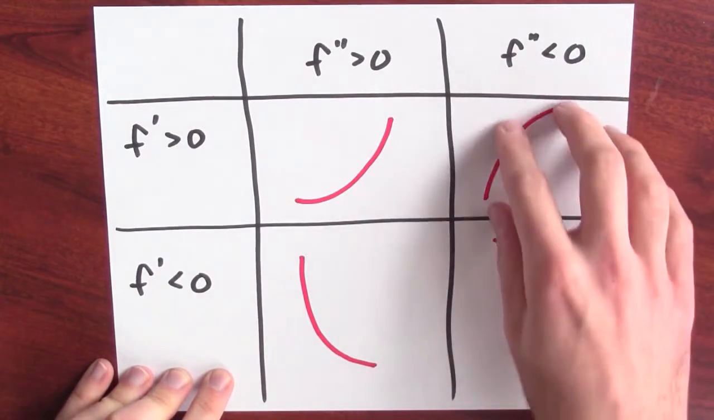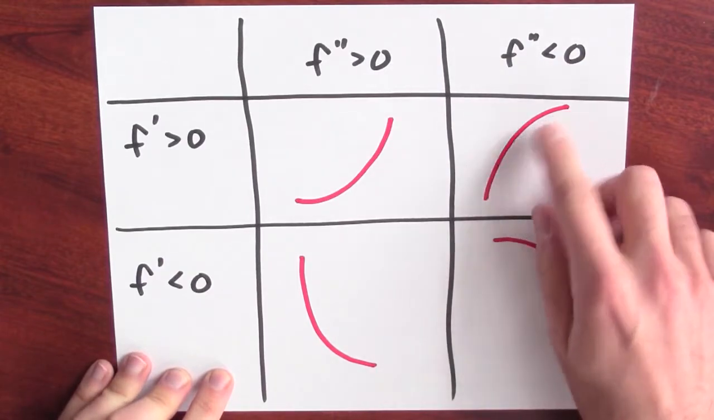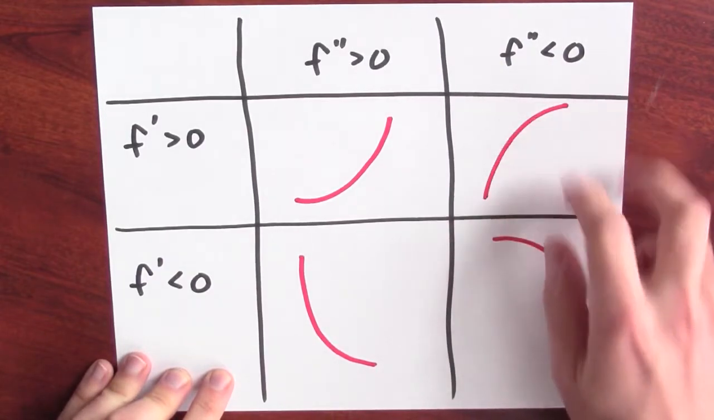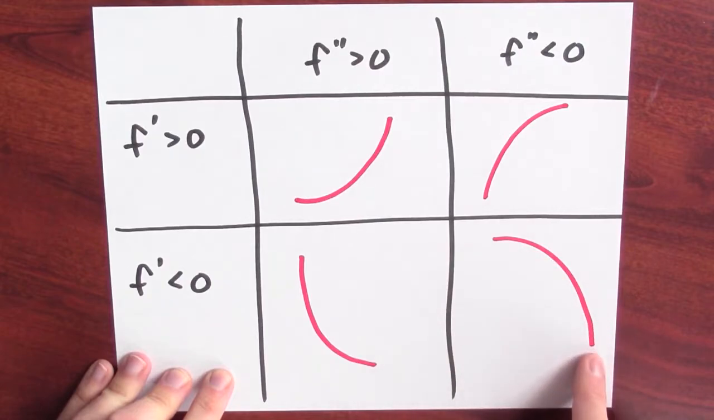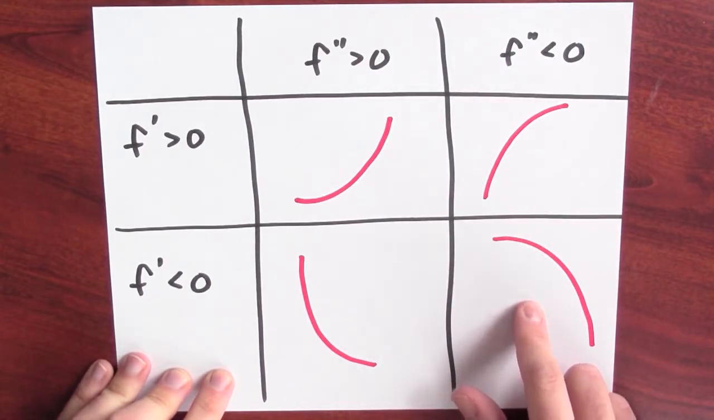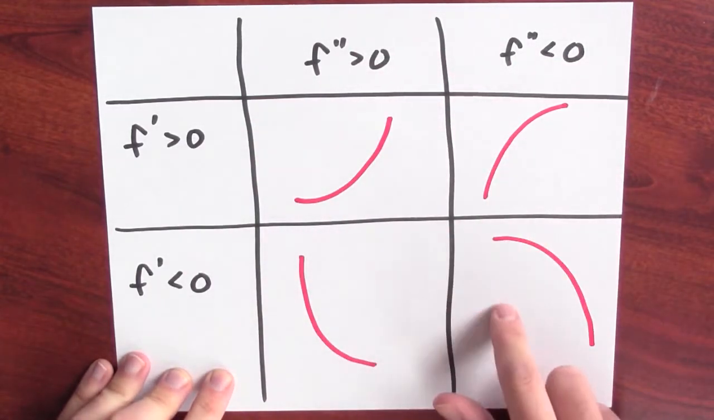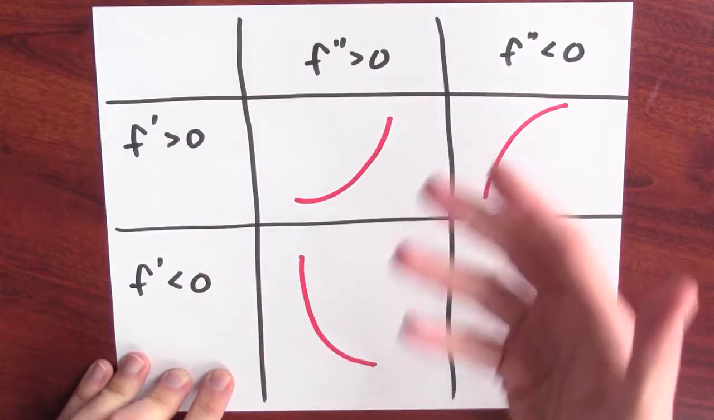We've got kind of complementary pictures over here when the second derivative is negative. Here the function's increasing, but the slopes of those tangent lines are decreasing. And here both the function is decreasing and the slopes of the tangent lines are decreasing. A lot of the curve sketching problems amount to just gluing together these 4 basic pieces in the appropriate way.